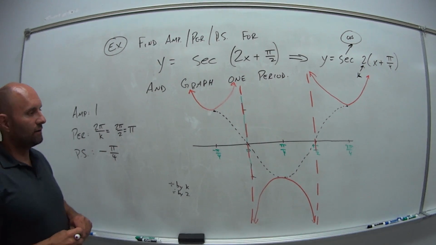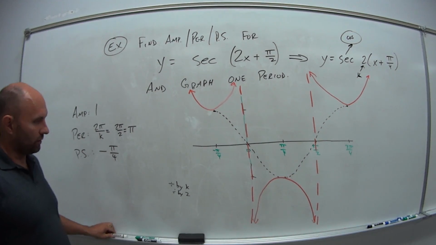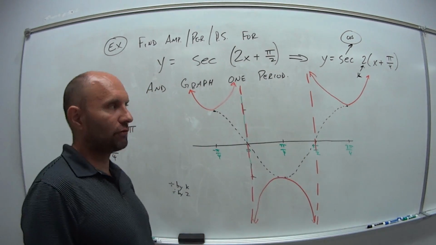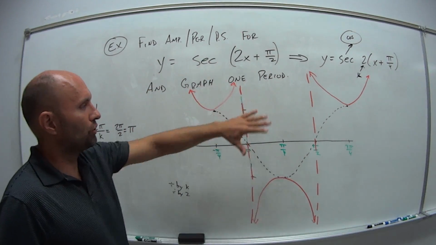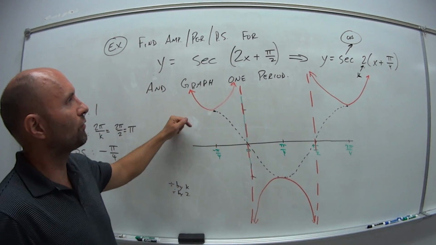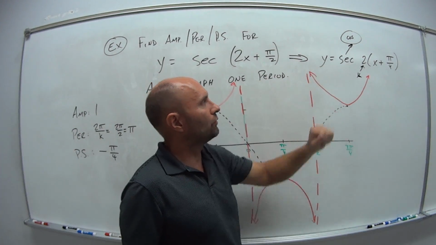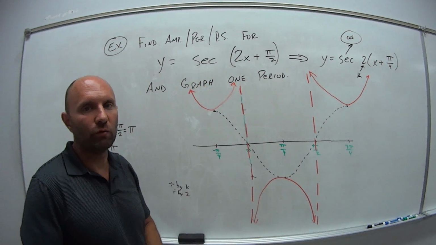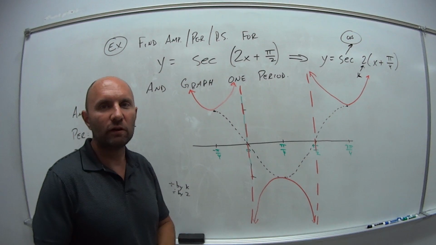So that is the graph, the red portion. So the curves and the asymptotes, you have to have the asymptotes in there. The red portion drawn on this graph is the graph of y is equal to secant of 2x plus pi over 2. Hope that was clear for you.